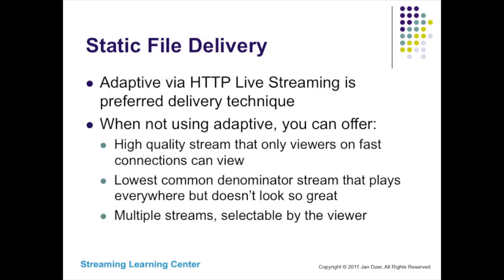Okay, so if you're serving connected iDevices, HLS, HTTP Live Streaming, is the preferred approach, gives you the best experience, dynamic, adaptive, all that good stuff. If you're not using adaptive, you can't really offer a really high quality stream because only viewers on fast connections can view it. Some people will view a stream that will stop and start. That's never good. You can offer a lowest common denominator stream that might look good on a 320 by 240 display, but wouldn't look good on an iPad. Or you can let the viewer select, which is not what most people are doing.